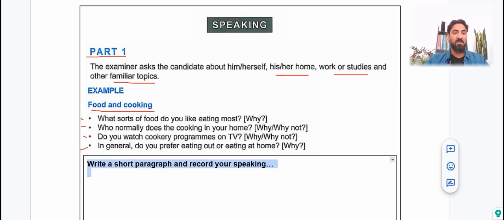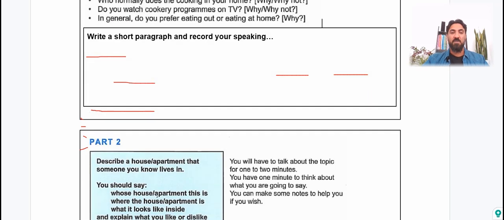I ask my students to write a short paragraph that they're going to speak, so I could assess their grammar and tell them what mistakes they have in the grammar, vocabulary, and other sections, and they record their speaking and send it back to me. So this is section 2.